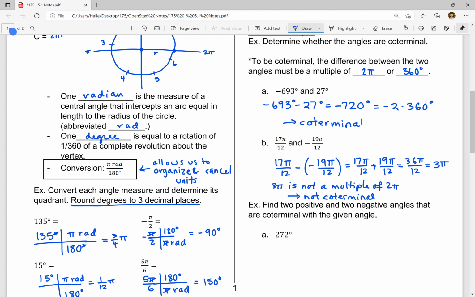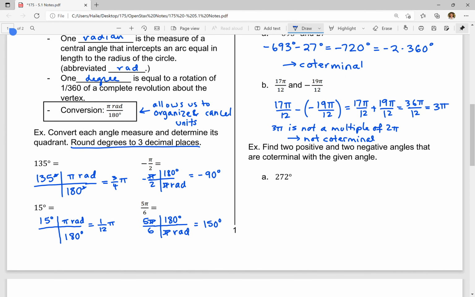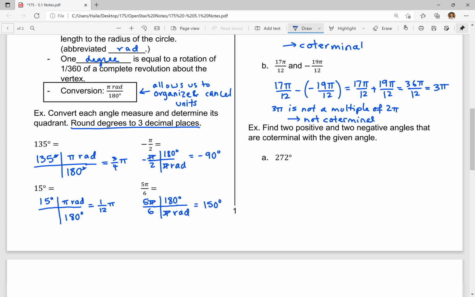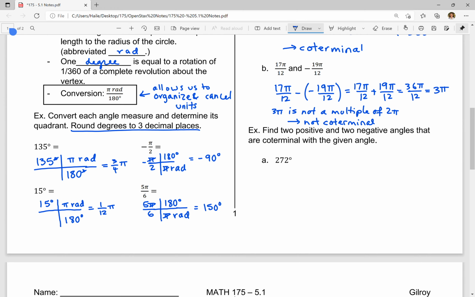Now that we know how to tell if two angles are coterminal, we're actually going to find some coterminal angles given an angle. In this first example, we're given 272 degrees. I want to find two positive and two negative angles that are coterminal with 272 degrees. Since we're in degrees, we need a multiple of 360, and this can be any multiple you want, but I think it's easiest to stick with smaller numbers.